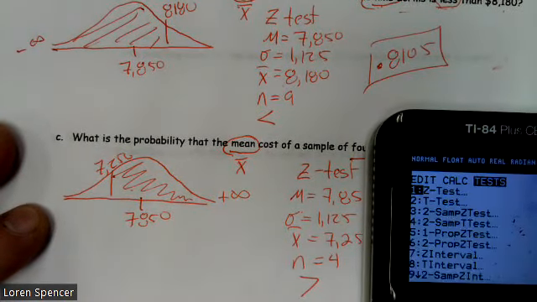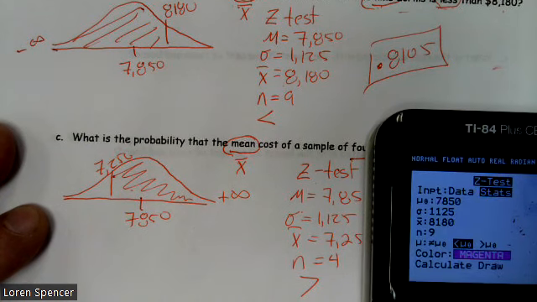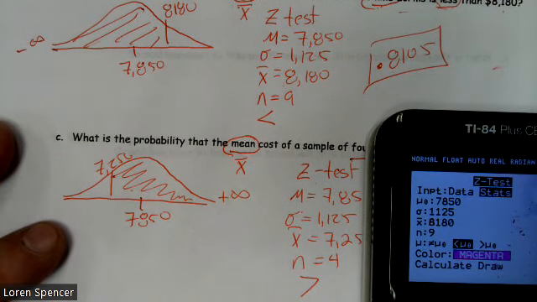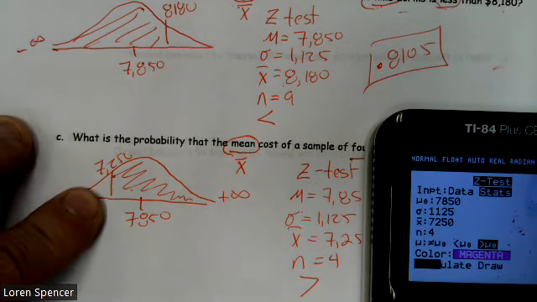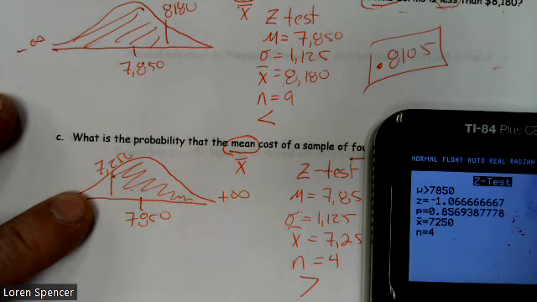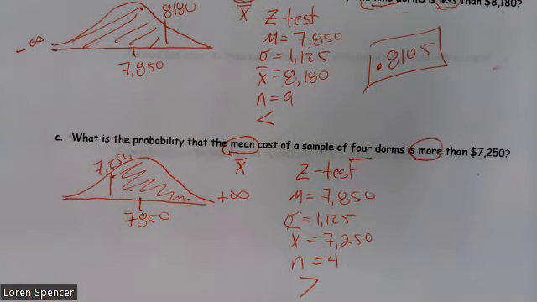So stat, test, Z test. The only thing we changed is 7,250. Our sample size is 4, and we're going with a greater than symbol. Once again, we should be over 50%, and we're at about 85%, so 0.8569.